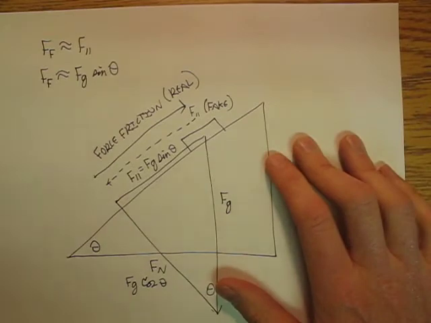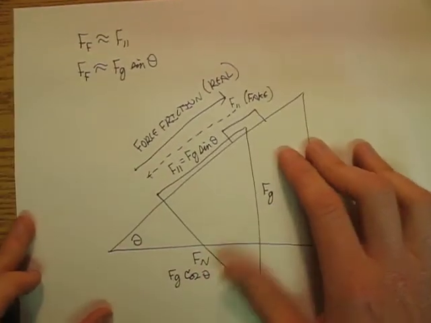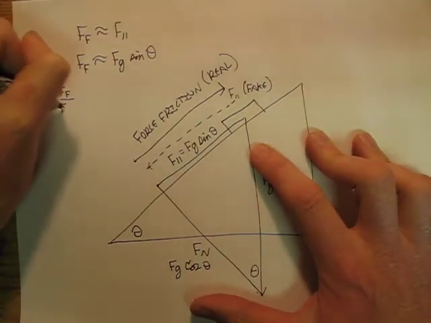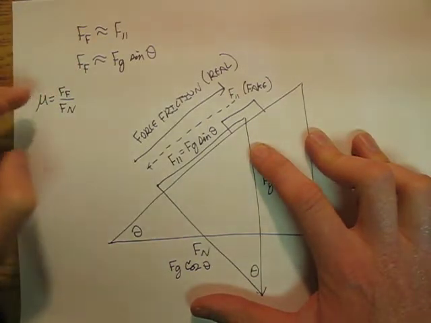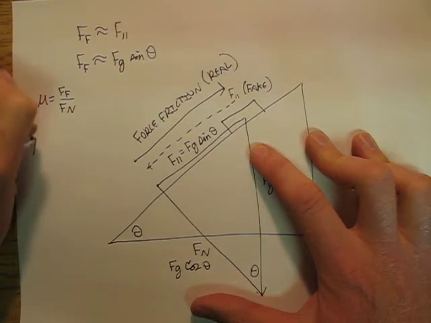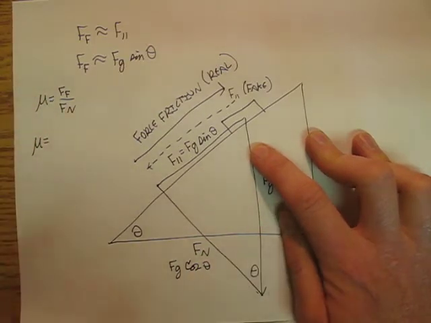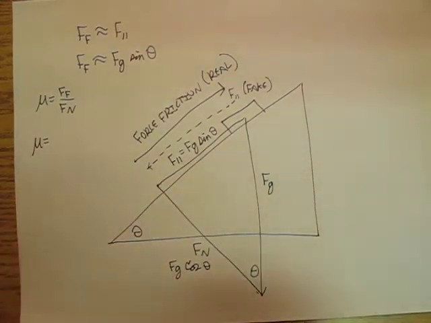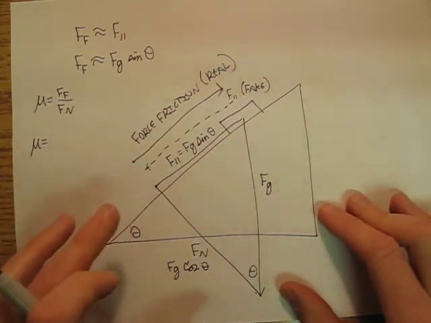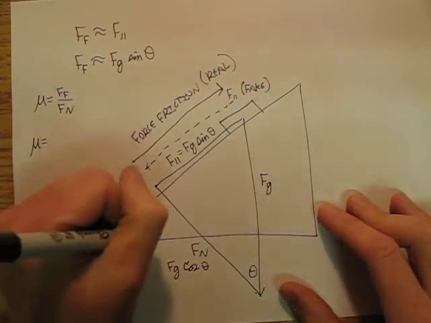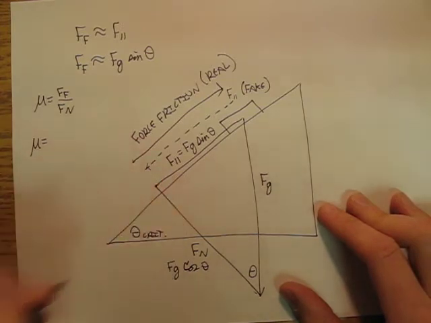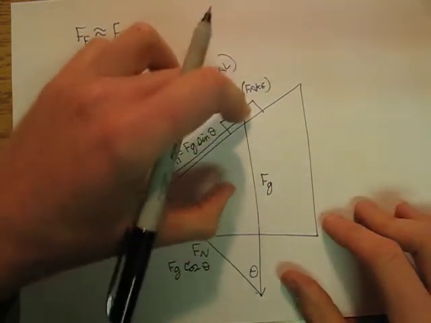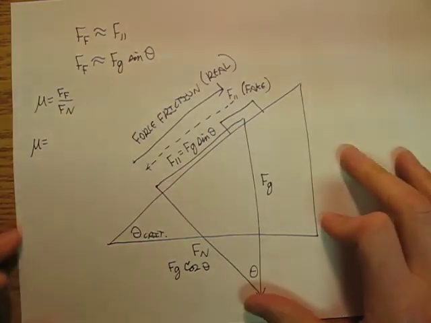Now, we know from this equation we have mu equals force friction over force normal. That's a big equation from this chapter. So that means mu, in this specific case, not for general cases, not for any old case, but right exactly where this, I'm going to call this theta critical. Basically that is just the angle where the thing starts to let go and slide down on its own.